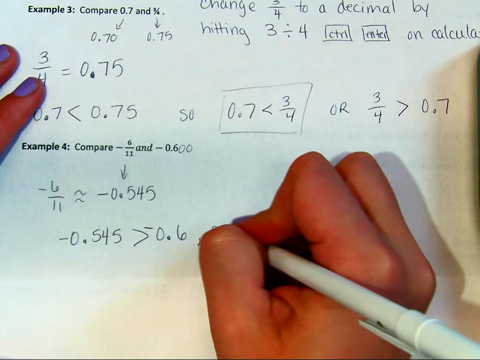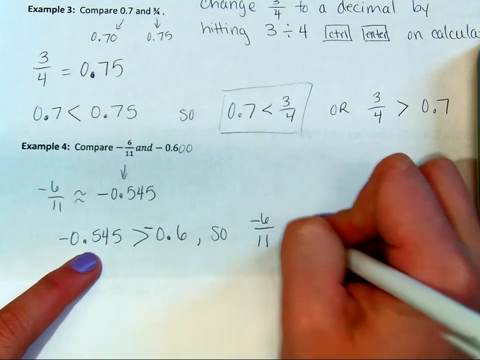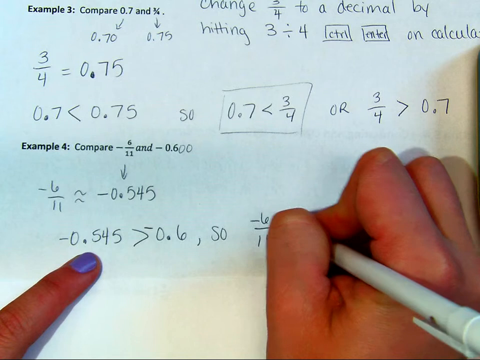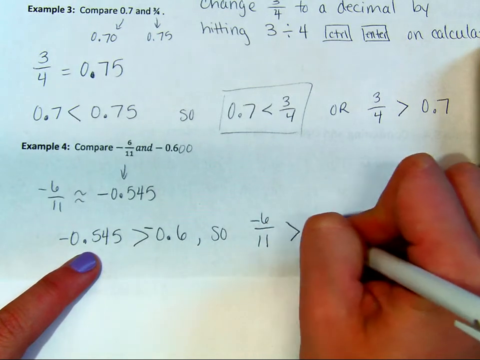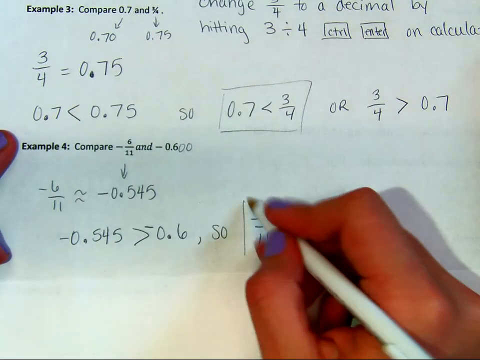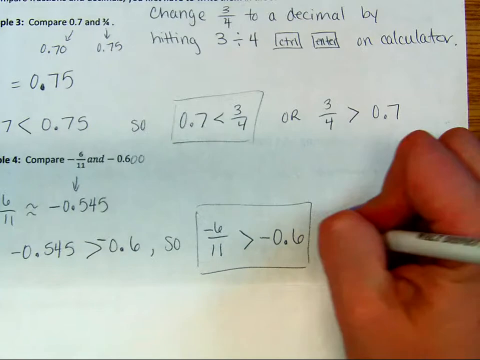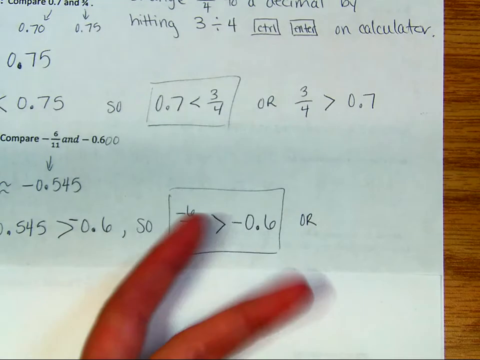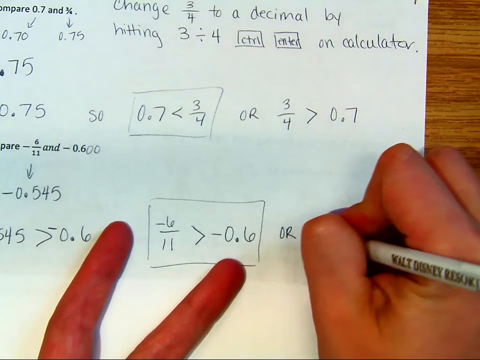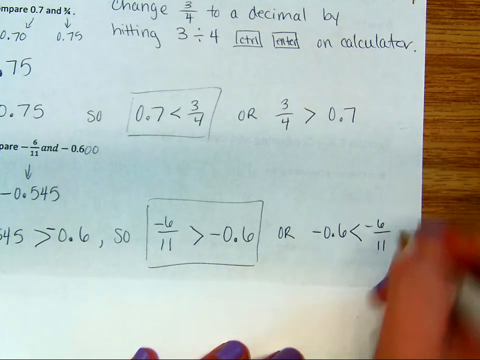And so I'll convert to my original form. This was originally -6/11. So that means -6/11 is greater than -6/10. There is my comparison. Or, hopefully you're starting to get the hang of it, if I flipped these around, I could write it as -6/10 is less than -6/11. They mean the same thing.